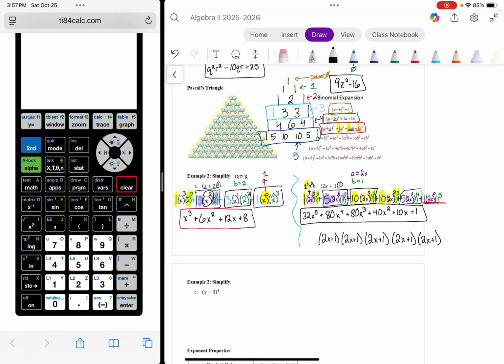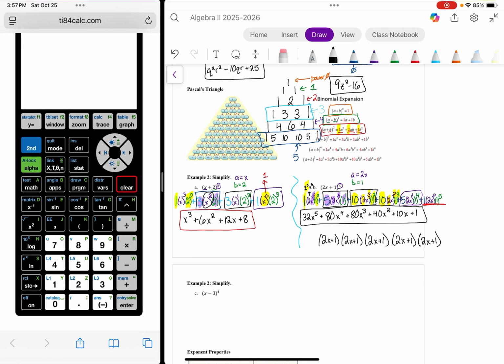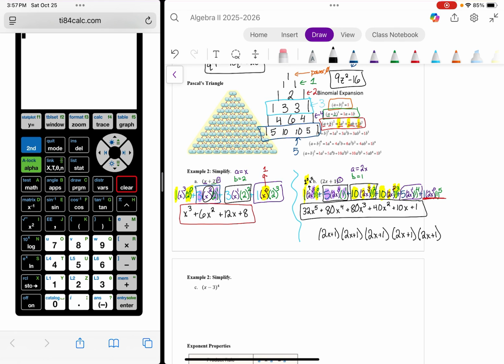Okay, so this is 5.1 notes, example 2C. This is our next example using Pascal's triangle to expand a binomial. This is x minus 3 to the power of 4. So we are going to use the coefficients from the row talking about the power of 4. And don't forget, the first row is a power of 0. So it doesn't start with 1, it starts 0, 1, 2, 3, 4.